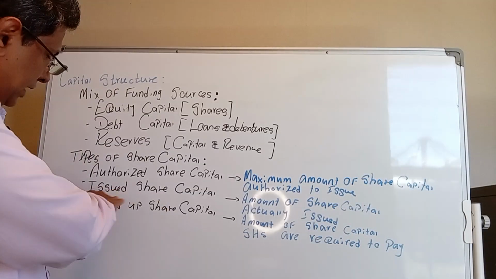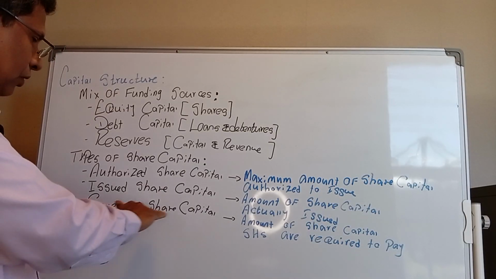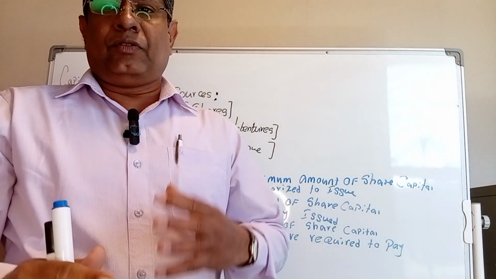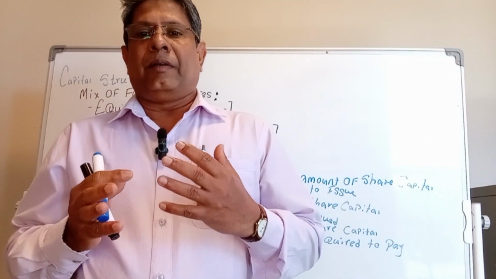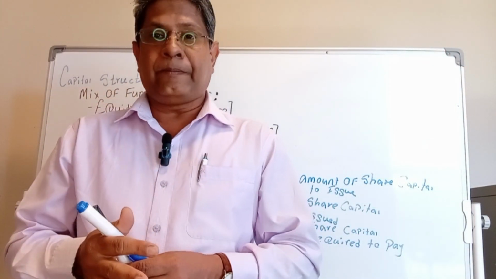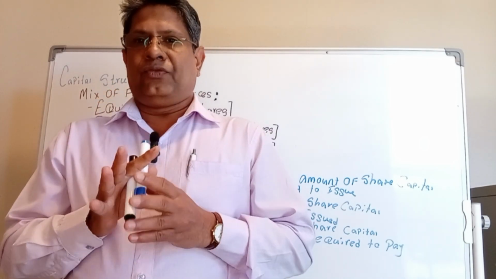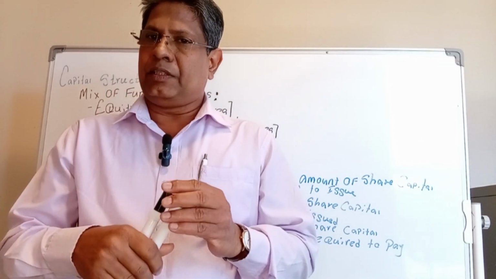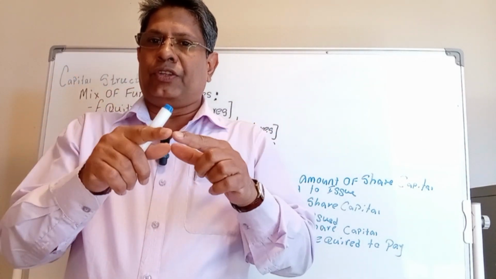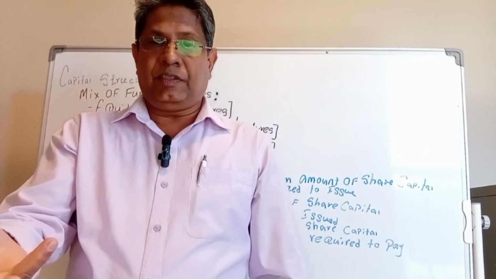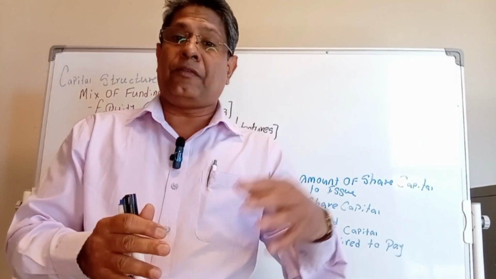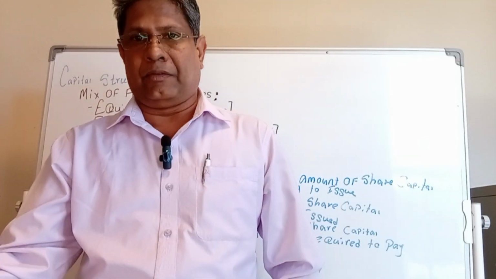The next one that I have to explain to you is the called up share capital. Before that, I'll give you a small introduction about how this is broken down. When a company issues shares, what is a share? A share is a small unit of capital. It has to have a value, so it has to have a face value, or we call it a nominal value.